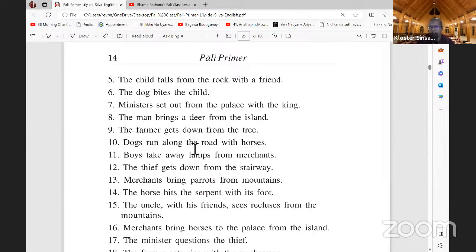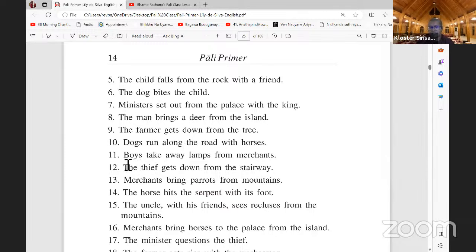In number 10, if you use accusative for the road, maggan, instead of maggena, we use maggena. Instead of maggena, if you use accusative maggan, that means that dogs run along with horses to this road, not somewhere else. But normally we don't go to the road, we use the road to go somewhere else, right? So that's why it doesn't use accusative, but the instrumental case.